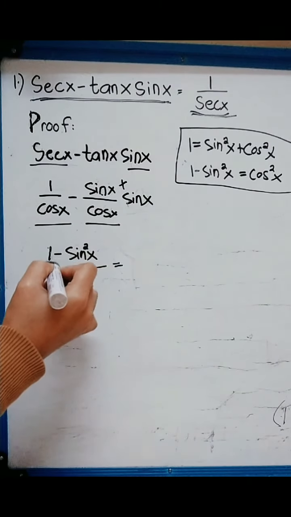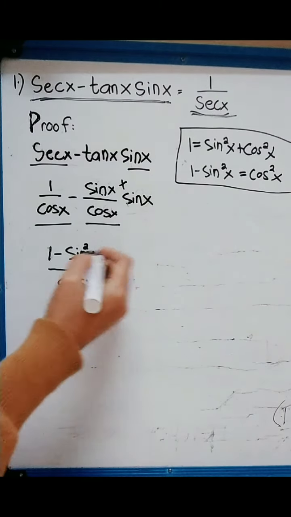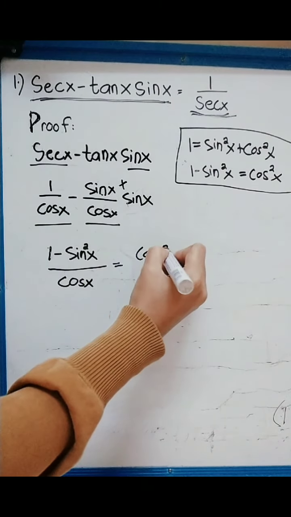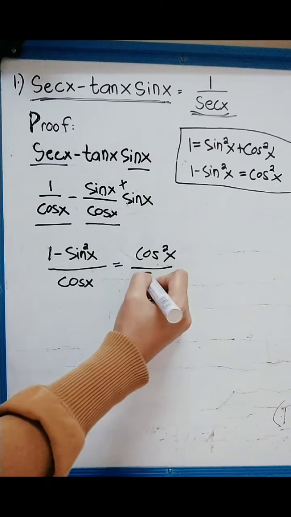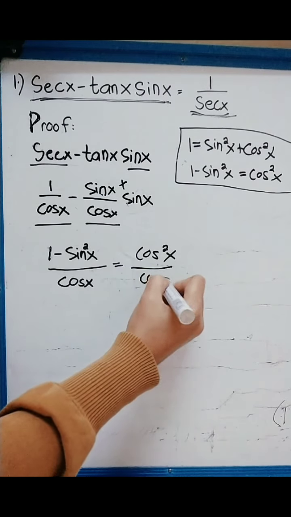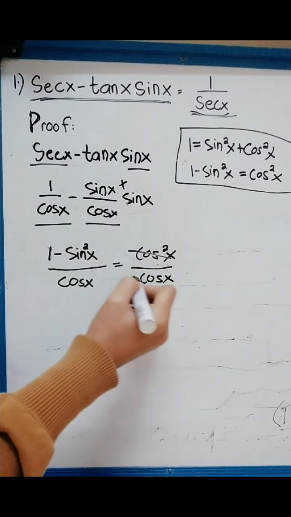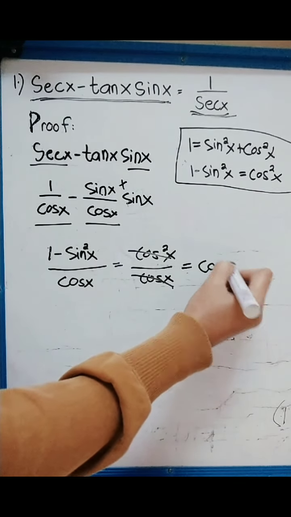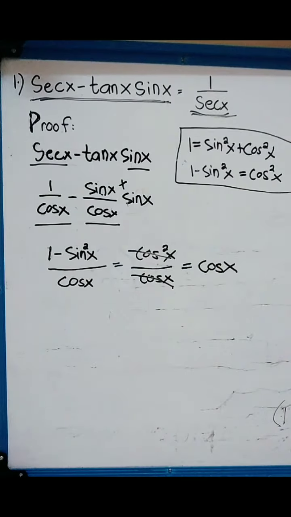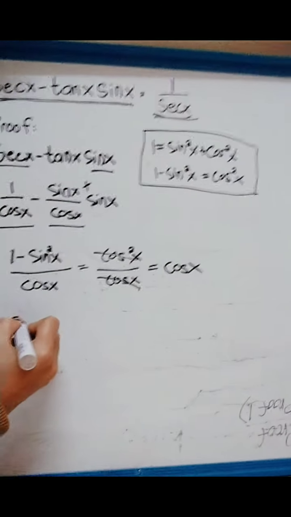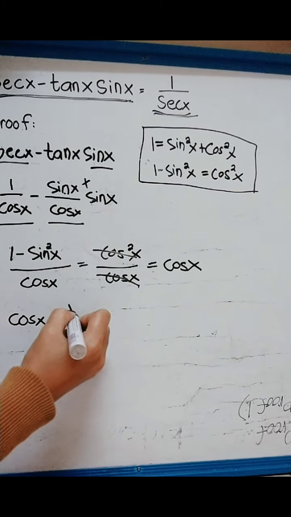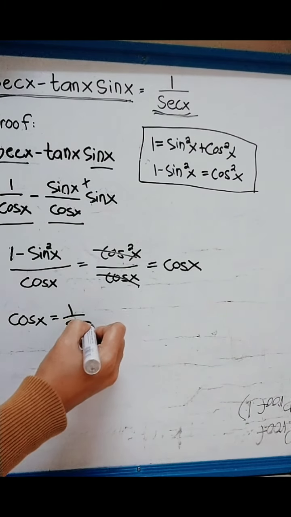So substitute natin to 1 minus sine squared x with cosine squared x over cosine x, and then cancel. So matira na lang is cosine x. So that means cosine x is equal to secant x.